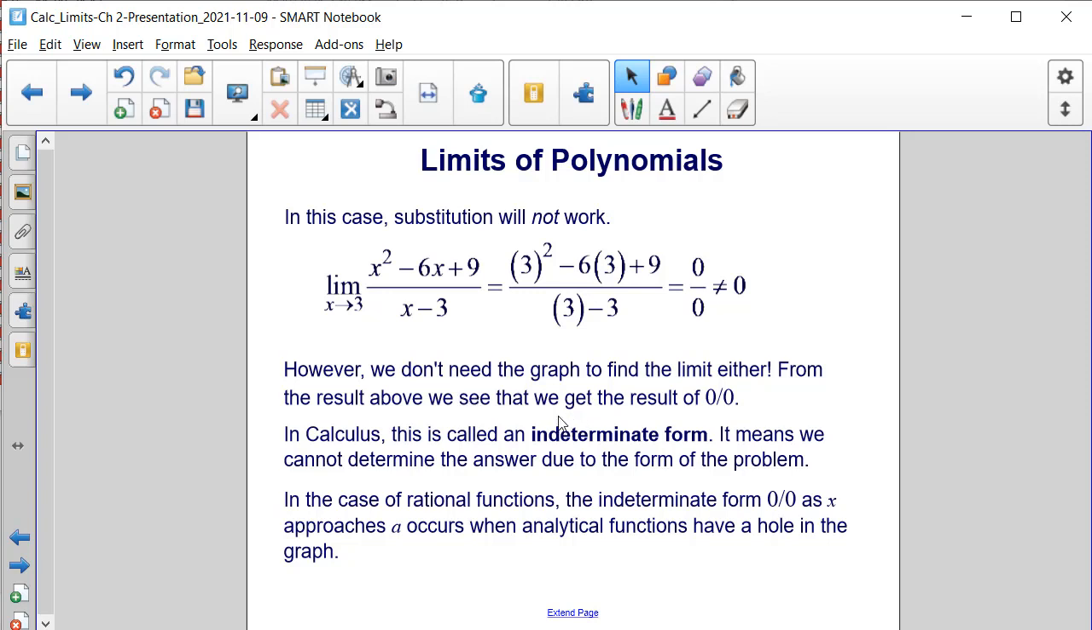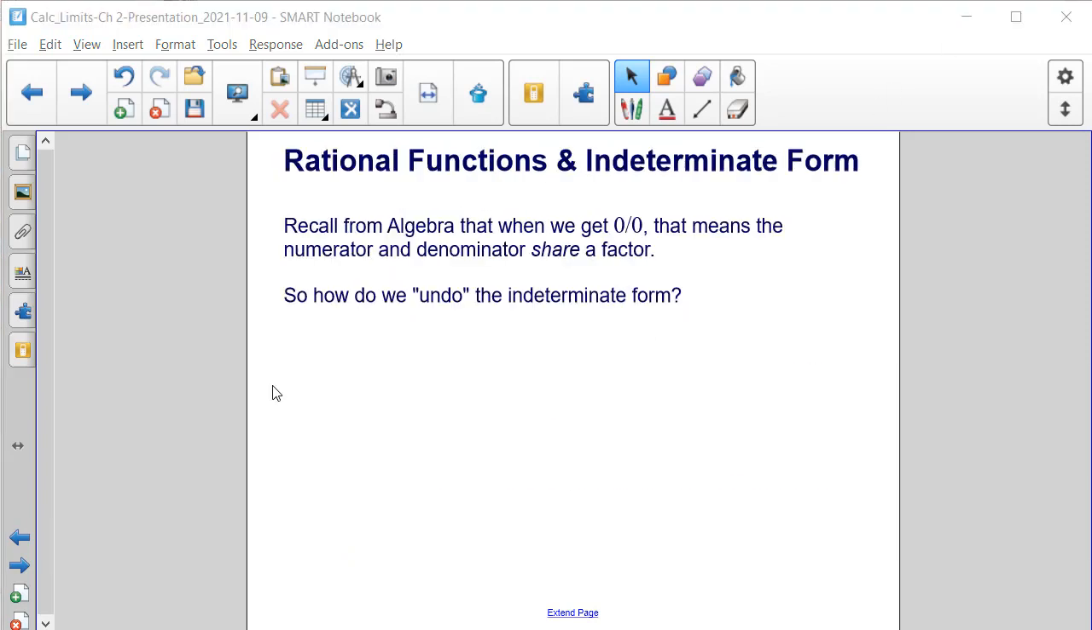From the result above, we see that we get the result of 0 over 0. In calculus, this is called an indeterminate form. It means we cannot determine the answer due to the form of the problem. In the case of rational functions, the indeterminate form 0 over 0 as x approaches a occurs when analytical functions have a hole in their graph. And recall from algebra that when we get 0 divided by 0, that means the numerator and denominator share a factor. So how do we undo the indeterminate form?